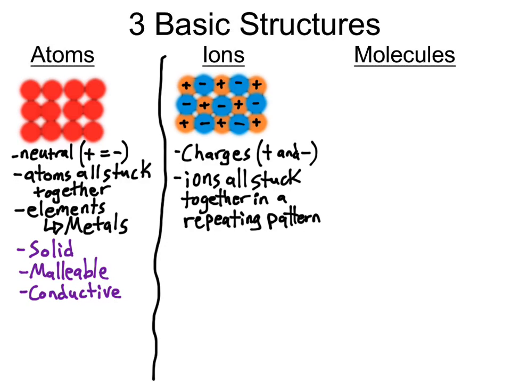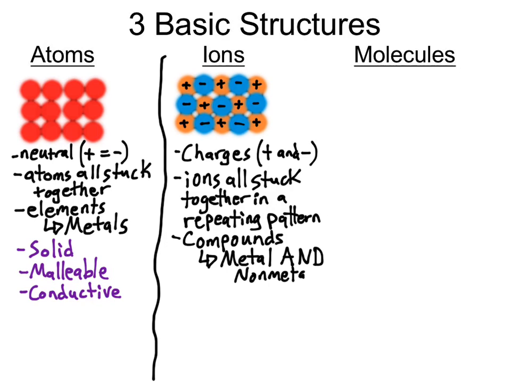All right. Last but not least, these have to be compounds. 99% of the time, these compounds are going to be made out of one metal and one nonmetal. Remember that metals lose electrons easily, and nonmetals like to steal electrons. They attract them. So, the nonmetal is going to be the negative one, and the metal is going to be the positive one. So it's a compound, but you're going to have both a metal and a nonmetal there.